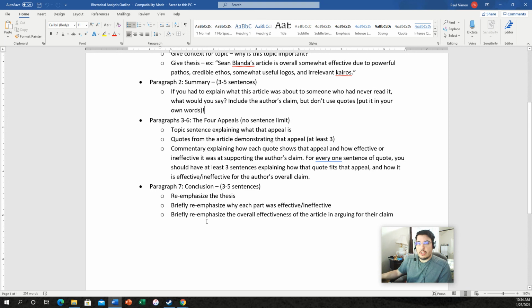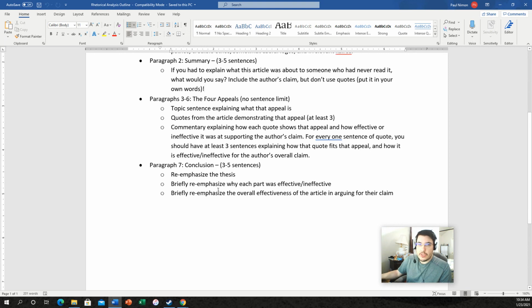You're just basically going to re-emphasize, not copy and paste, but re-emphasize your thesis. Overall, this paper was or wasn't effective because of these reasons. Here's why it worked. Here's why it didn't. You're not bringing up any new information. You're just briefly summarizing, re-emphasizing what you already said in your paper, just to bring things to a close. And that's it. That's your paper.